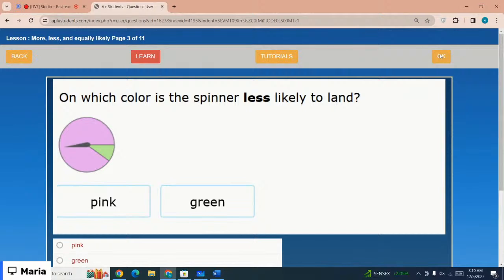Okay, the next one is, on which color is the spinner less likely to land? So, which is the correct option, pink or green? Less likely to land on green because the green has a very small portion. Most of the portion of the spinner is pink. So the correct option is green. There is less chance it will land on green.